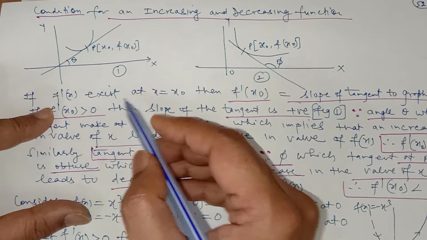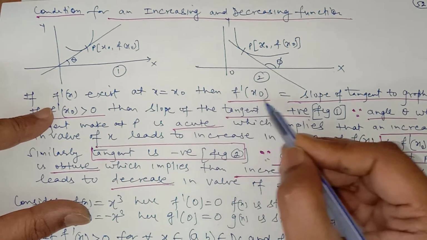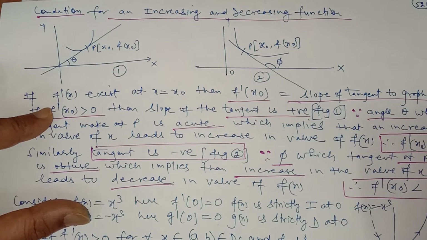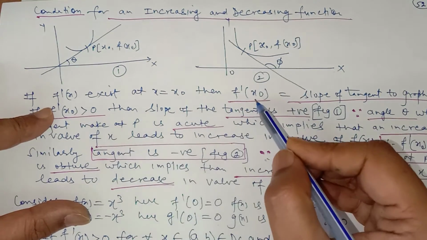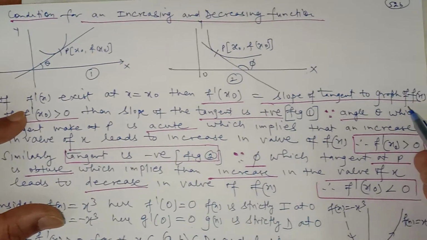Now if f dash x exists at x equal to x naught, then f dash x naught is equal to the slope of the tangent to the graph of f(x), as you know. The derivative of the function at a particular point denotes the slope of the tangent to the curve at that particular point.